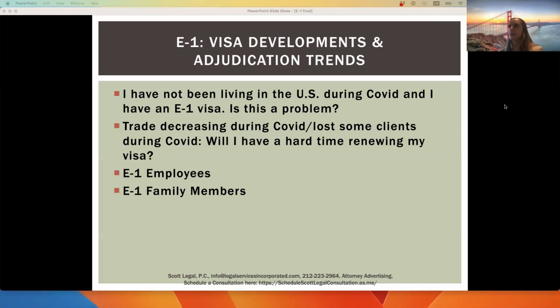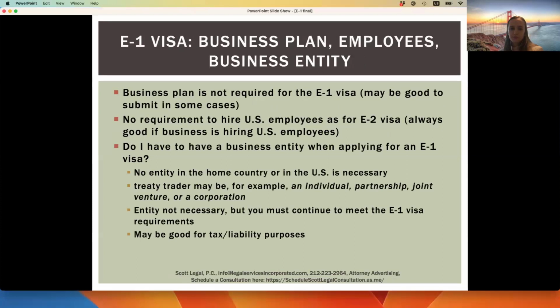So that's a great advantage. Okay, so let's go over some other things: business plan, employees, business entity. One question we often get is, do I have to submit a business plan with my E-1 visa application? The general requirement is that a business plan is not required for an E-1 visa.